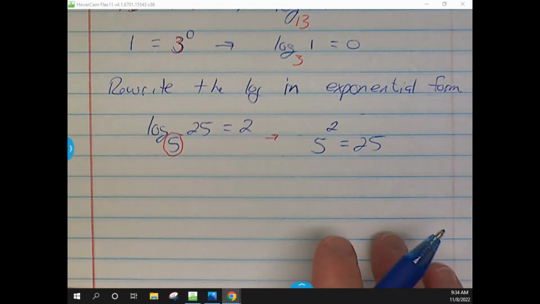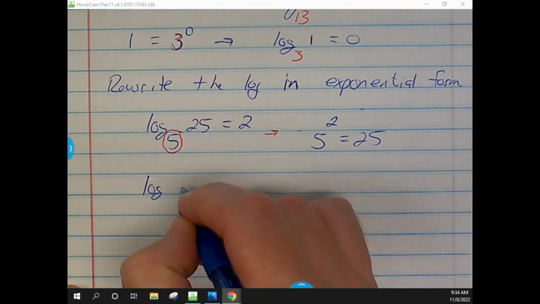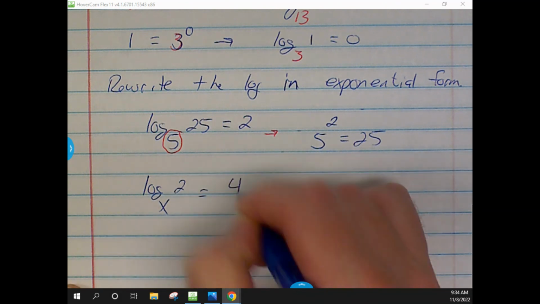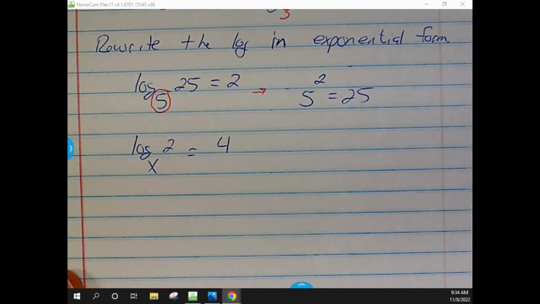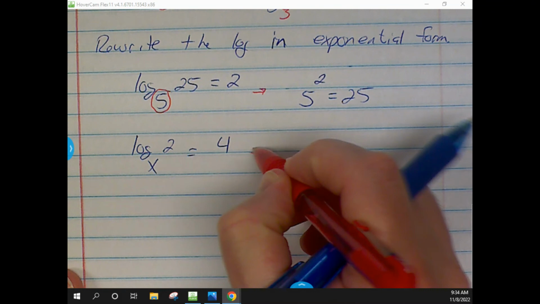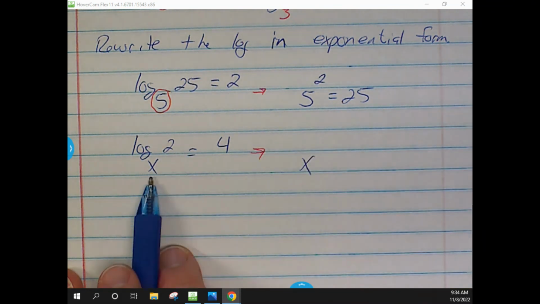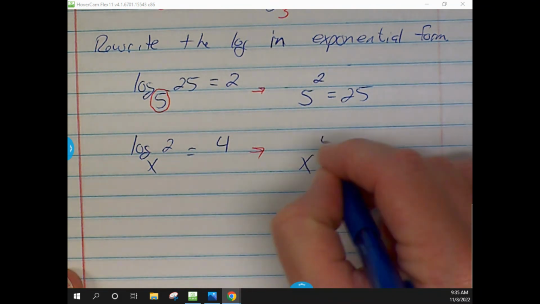Okay, let's throw a couple of variables in there, just to make sure we're okay. Let's go log of 2 base x equals 4, or log base x of 2 equals 4. Okay, again, base is easy because base is on the bottom, and then you just switch these two numbers.